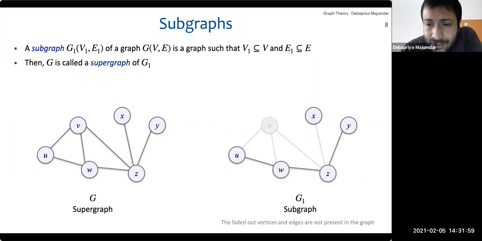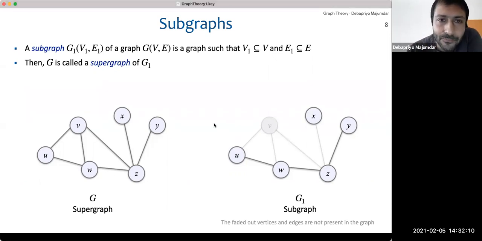Because if there is some isolated vertex without any edge, you can drop it and make it a strict subgraph, but you still retain all the edges. So basically, it's just a subsetting kind of a thing.